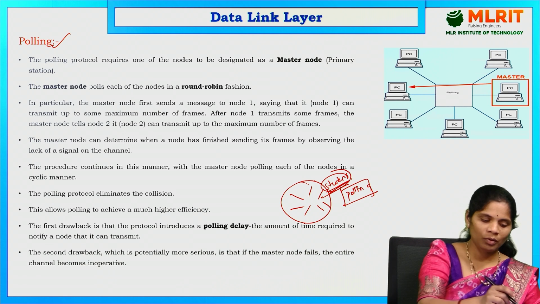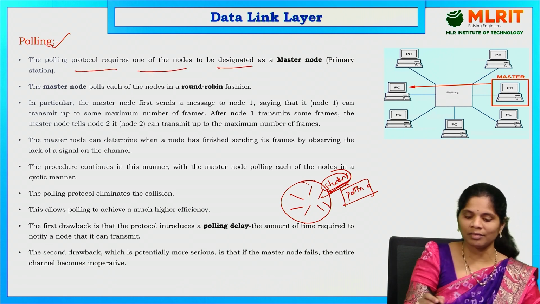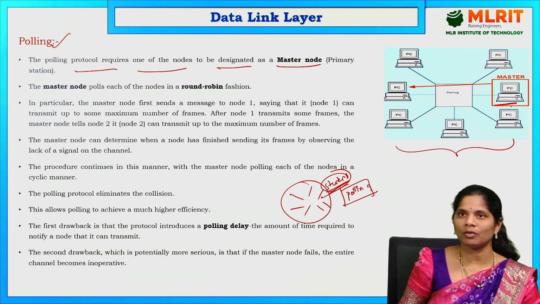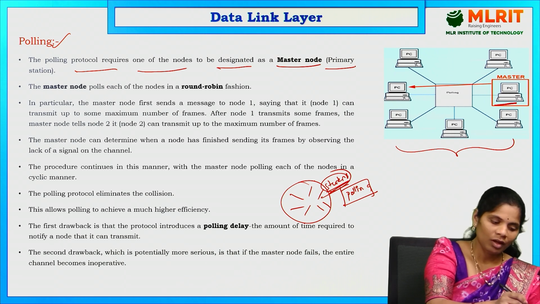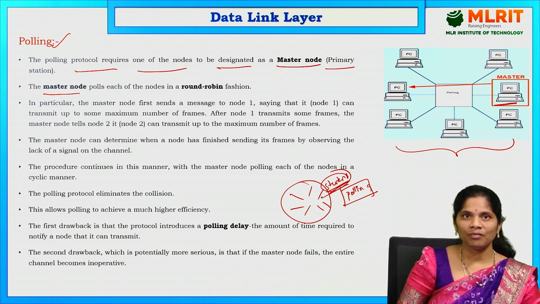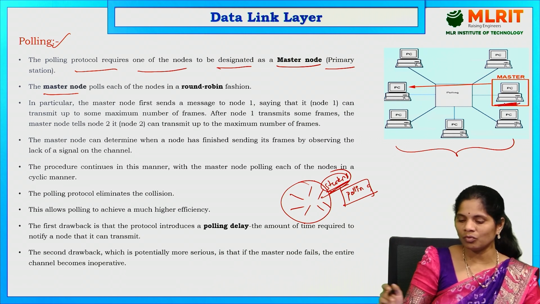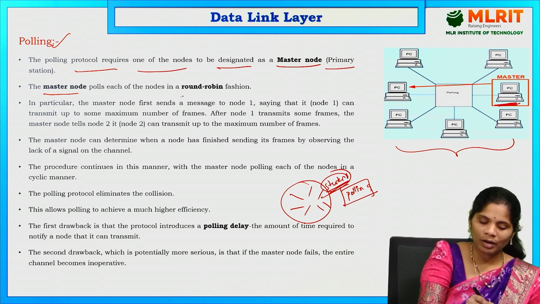See, the polling protocol is mainly about designating one of the nodes as the master node. Here there are a number of nodes, and among them we have to select one as the master node. That is the polling. This is the primary station. To that master node we send the data, and the master node gives a chance to each and every station for sending the data using the round robin fashion.